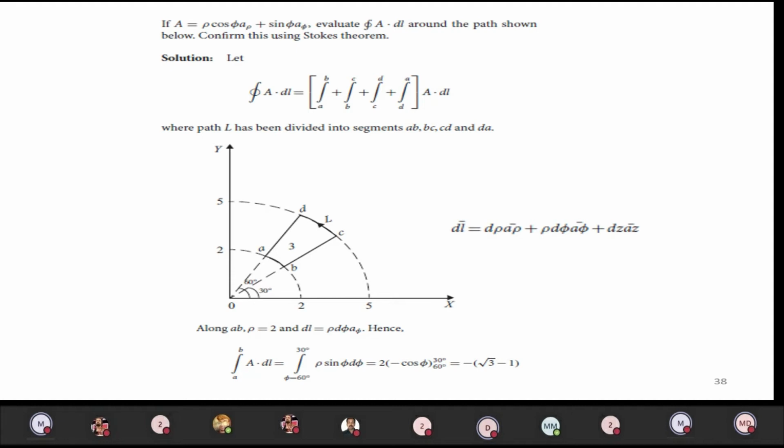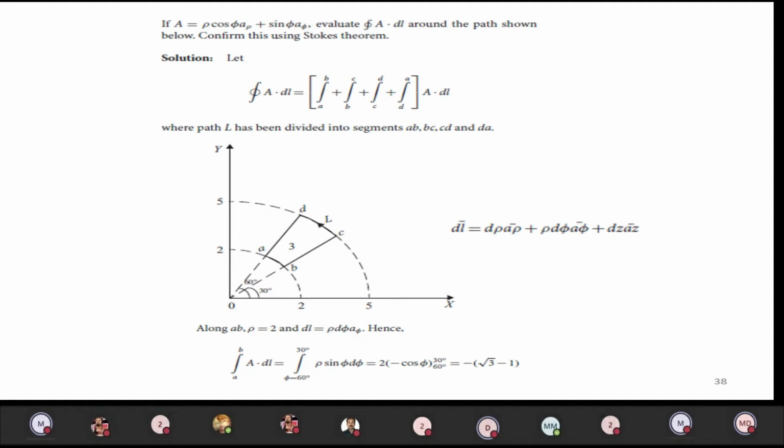So which term is varying? The angle is varying, so rho d phi a phi. That's what is written here: dl equals rho d phi a phi. So the integral from a to b of A dot dl equals the integral of rho sin phi d phi, because the a phi component of A is sin phi, and dl gives rho d phi.